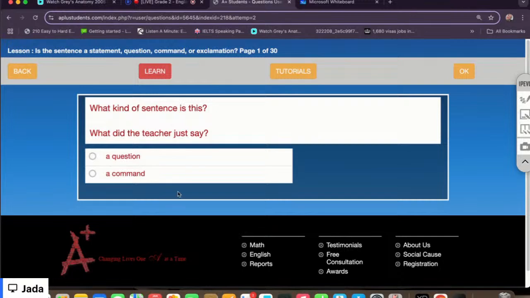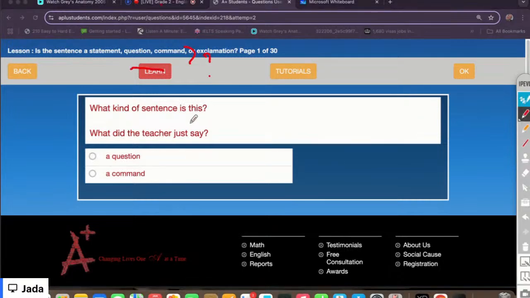Okay. All right. So let's see. What kind of sentence is this? I want us to have an interactive lesson. So you guys, please leave all your answers on the chat box. Okay? So let me know your answers on the chat box. What did the teacher just say? What kind of sentence is this? Let me know your answers. What are your answers? Give me the answer to this question on the chat.